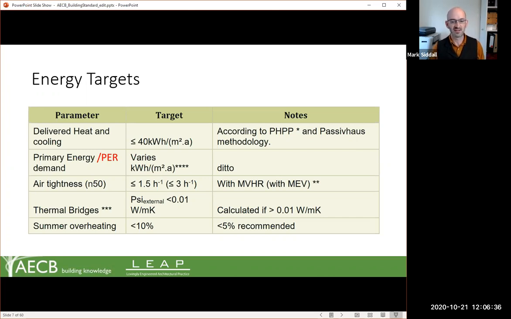Now, if some of the things I'm talking about here are a little bit Greek, don't worry about that. That's where your Passivhaus designer, your certifier, I should say, will come in and support you in that process. We'll talk about that a bit more in a moment. And then also in terms of preventing overheating and summer discomfort, just like Passivhaus, the backstop threshold is 10, though less than 5% is what's recommended.